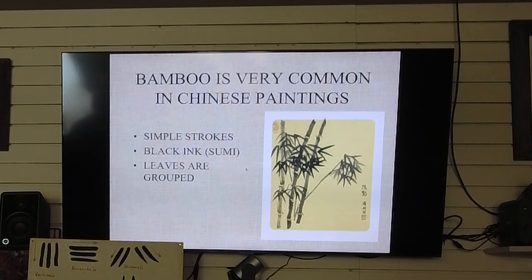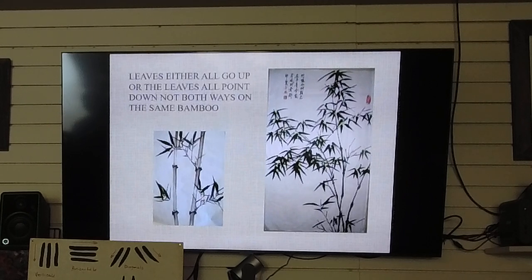And the leaves either go up, which these don't, they either go down or they go up. They don't go up and down on the same plant. Those are two different kinds of bamboo, I guess. But see, these go up, these go down. And when I took Chinese painting, we were never allowed to have them going up and down. Because she was Chinese, and she said, absolutely no way. She said, they either go up or they go down.